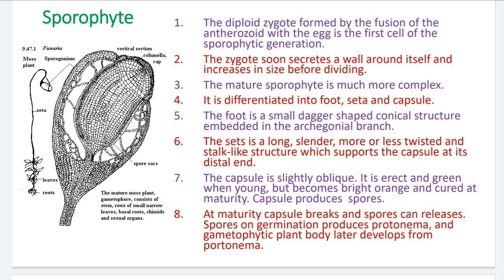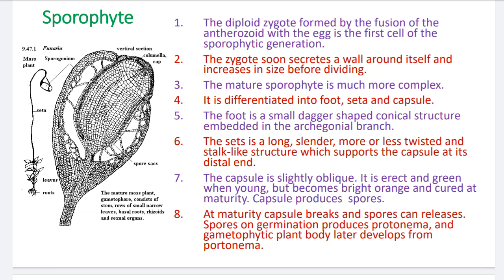Number 5. The foot is a small dagger-shaped conical structure embedded in the archegonial chamber. Where is this sporophytic structure developed? On the gametophytic plant body, where the archegonium was present. In the archegonium, sexual reproduction takes place at the same position. The zygote develops and goes further in cell division, and it produces the sporophytic structure. So the sporophytic structure develops on the gametophytic plant body.